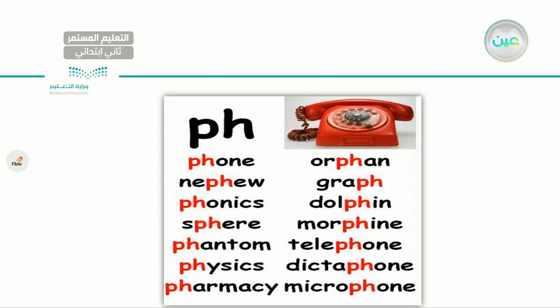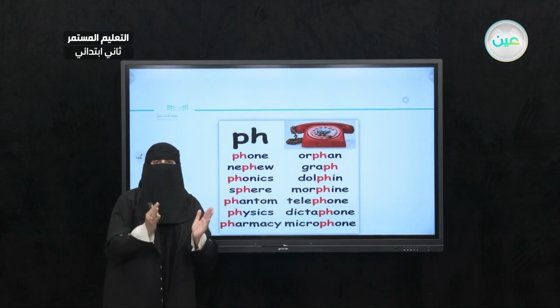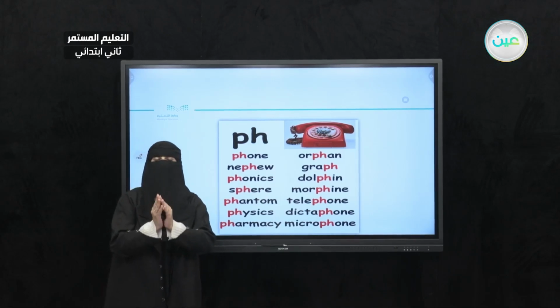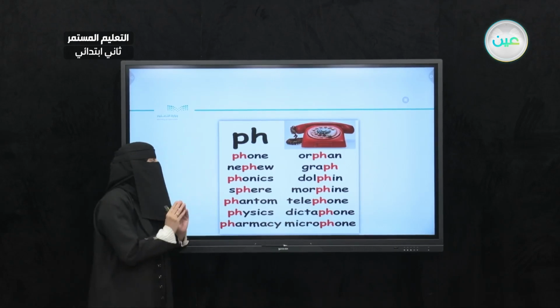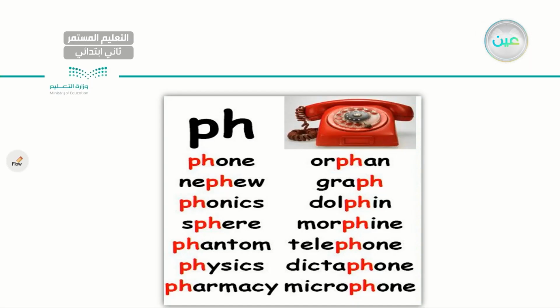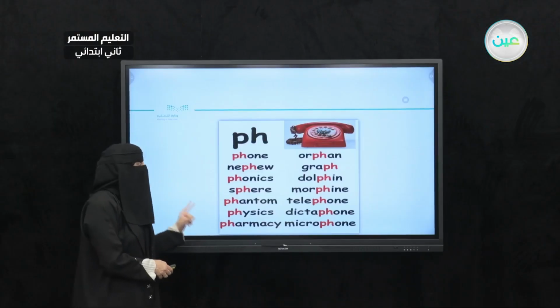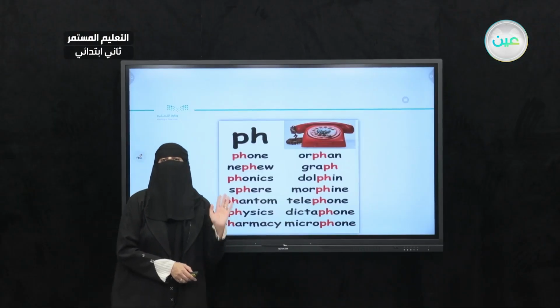Nephew. Phonics. Sphere. Phantom. Physics. Pharmacy. Orphan. Graph. Dolphin. Morphine. Telephone. Dictaphone. Microphone. Okay, so as you notice, we pronounce P with H as f: phone, phonics, nephew, and so on. So that is the first sound we have today. P with H is f.